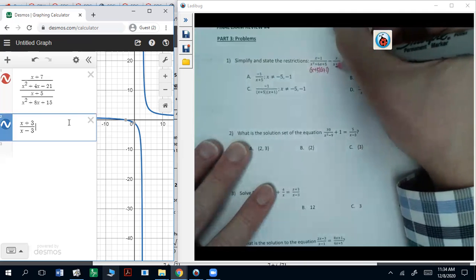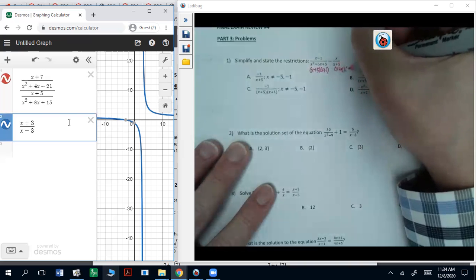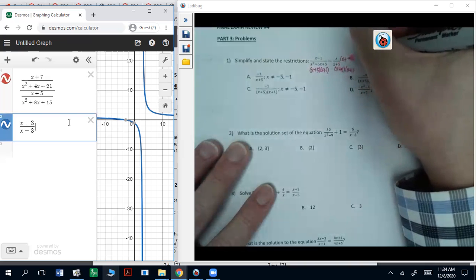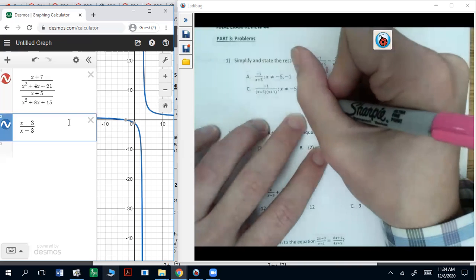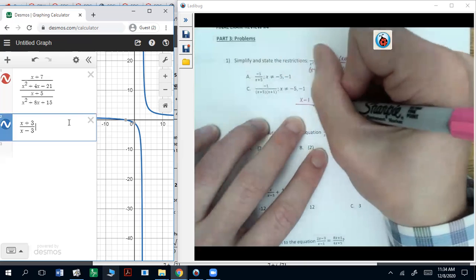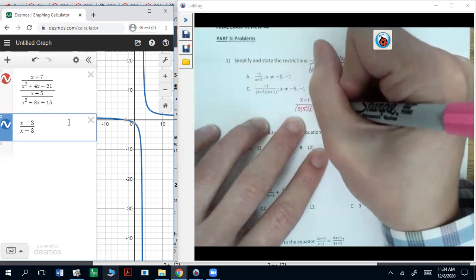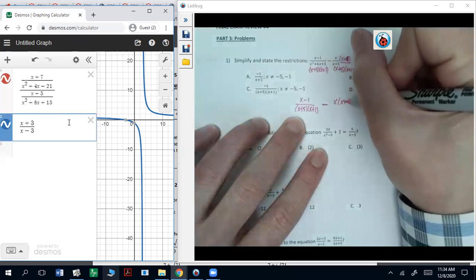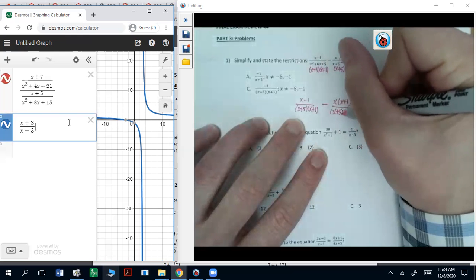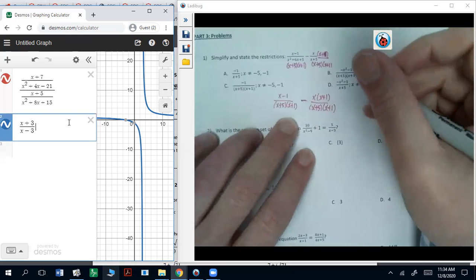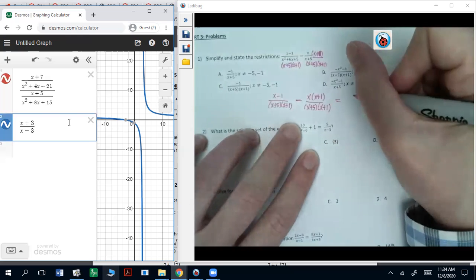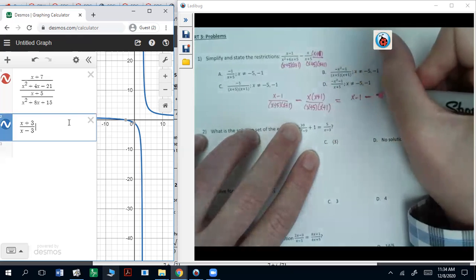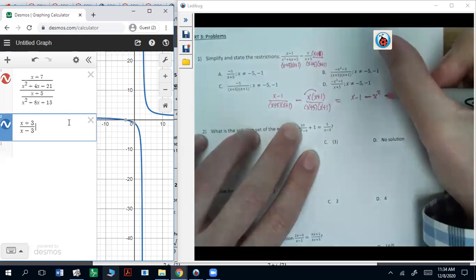So we have to match our denominators. So we're going to need an x plus 1 on the top and the bottom. And so that's going to be x minus 1 over x plus 5, x plus 1, minus x plus 1 over x plus 5, x plus 1. And the numerators get combined, so that's going to be x minus 1 minus, that's going to be x squared. And then minus x times 1 is minus x.